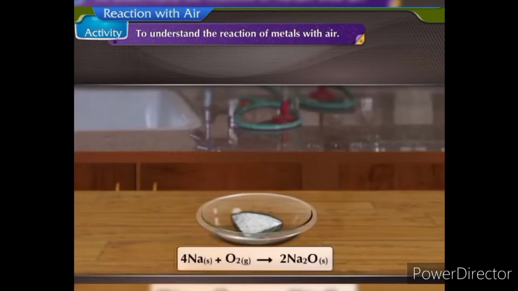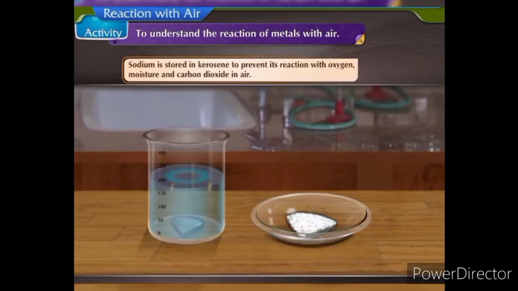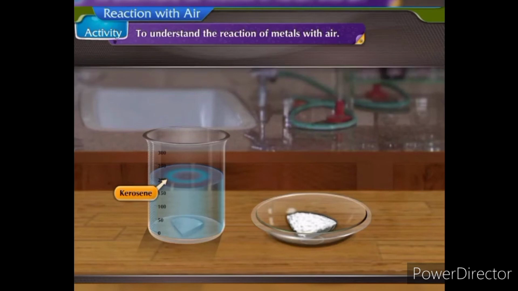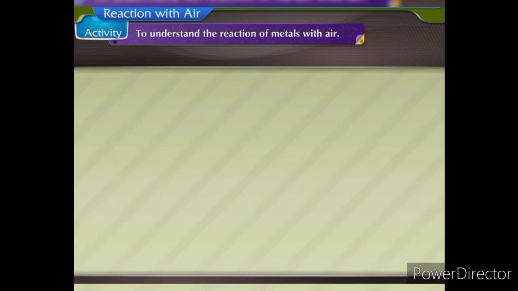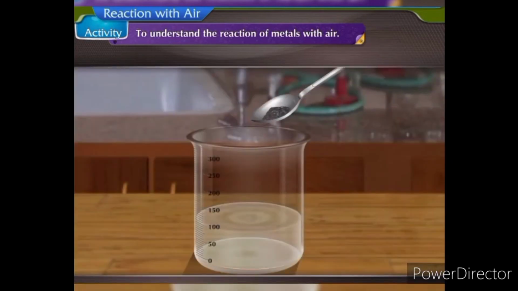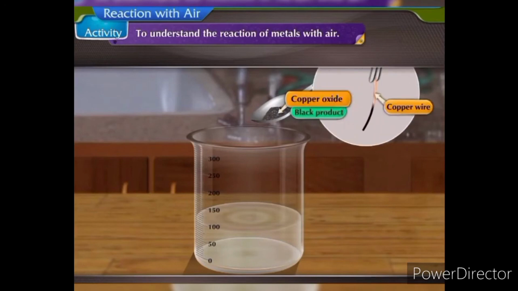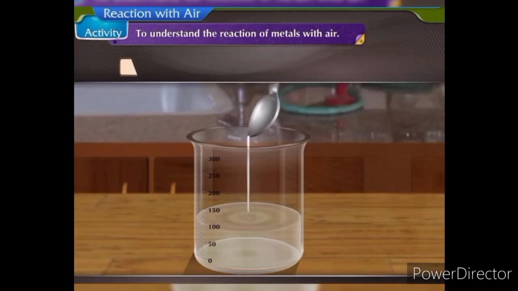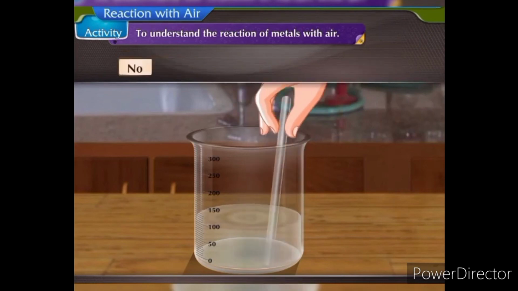It reacts with oxygen even at room temperature because sodium is highly reactive. Thus, sodium is stored in kerosene to prevent its reaction with oxygen, moisture and carbon dioxide in air. Let us now check whether the metal oxide formed is soluble in water. We shall begin with copper. Carefully transfer the black product formed on the copper wire in water. Is it soluble? No, it is not.